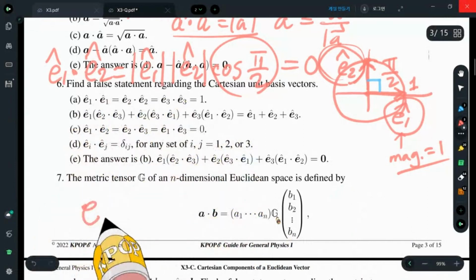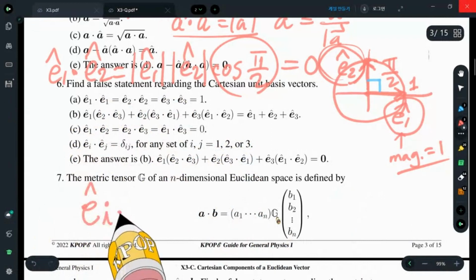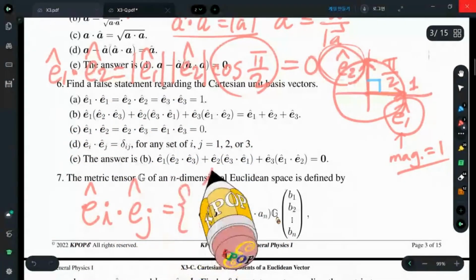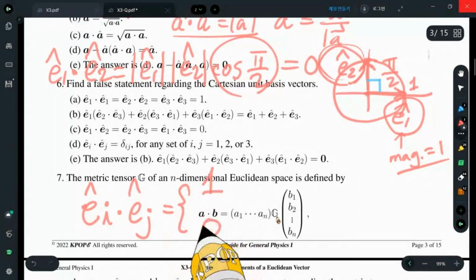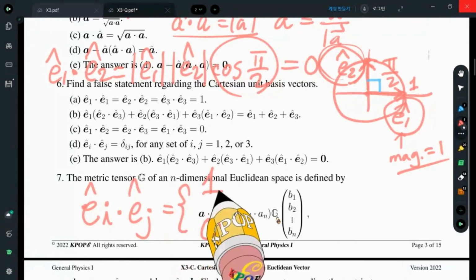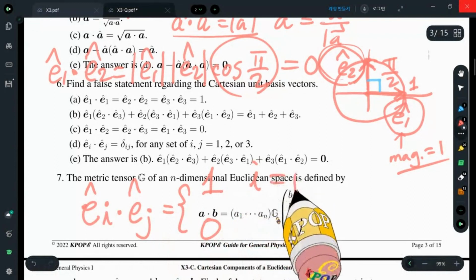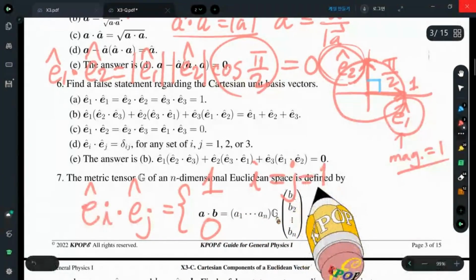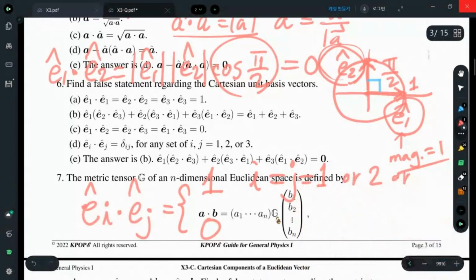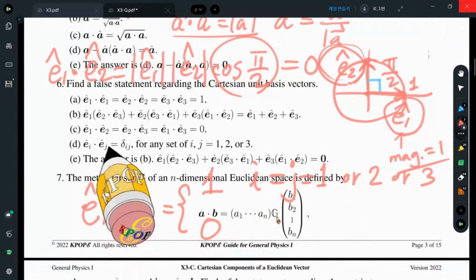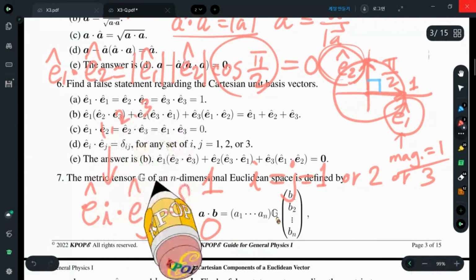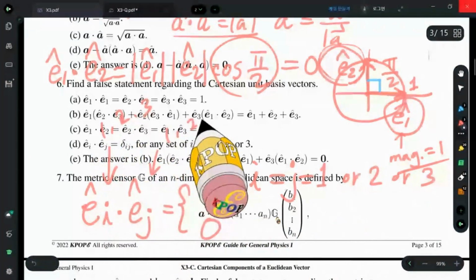Combining everything together, e_i hat dot e_j hat equals either 1 or 0. It is 1 only if i equals j equals 1 or 2 or 3. Everything else, you can choose 1, 2, 3.